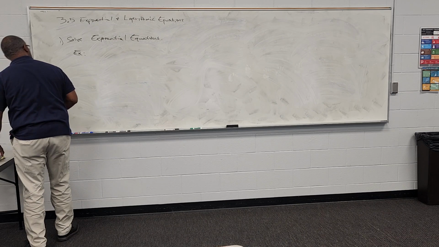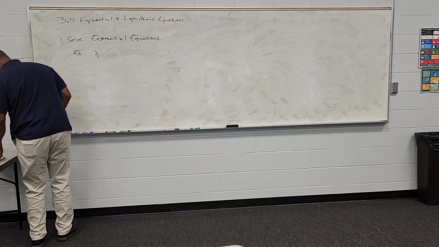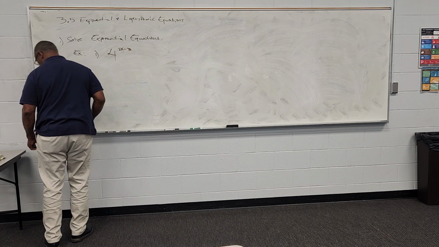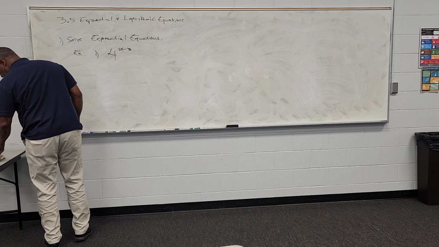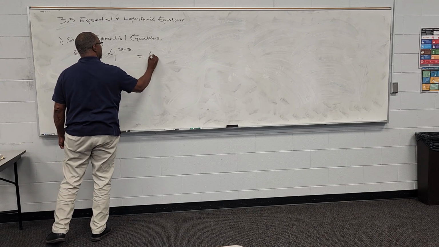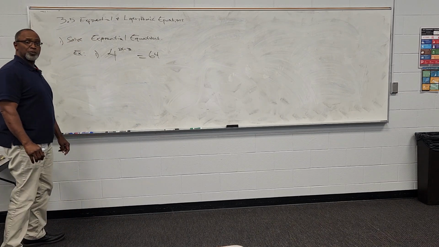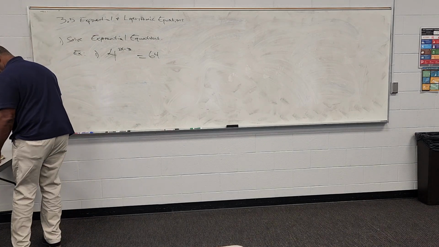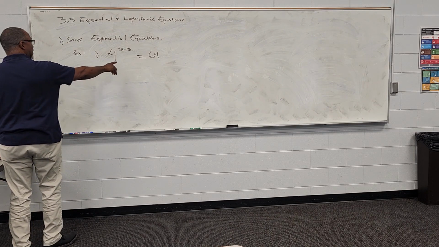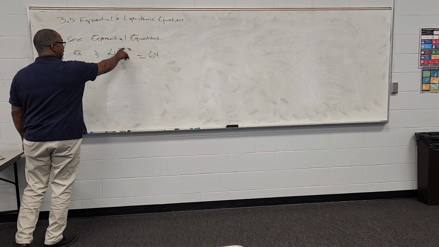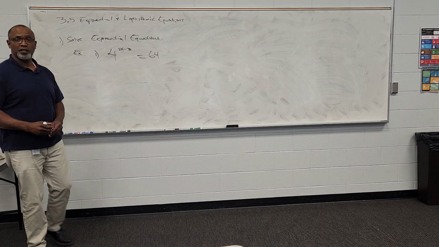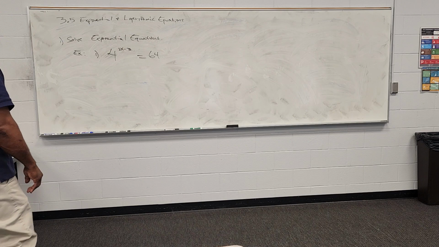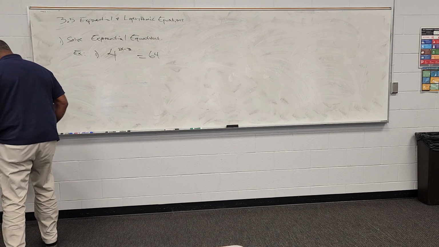An exponential equation might be something that looks like 4 to the 2x minus 3 power equals 64. That's an example of an exponential equation. And the problem is, how do you get this variable out of the exponent? Okay, so now we know what they are. How do we solve them?